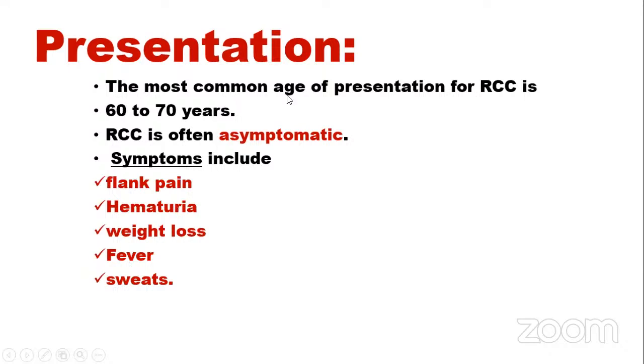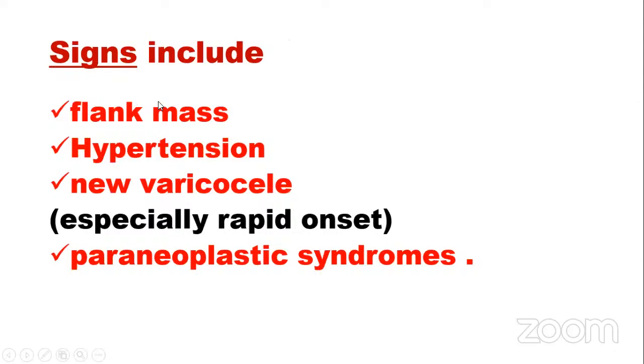The most common age of presentation for RCC is 60 to 70 years of age. RCC is often asymptomatic. Symptoms include flank pain, hematuria, weight loss, fever, and sweats. Signs include flank mass, hypertension, and new varicocele, especially rapid onset varicocele, plus signs of paraneoplastic syndromes.